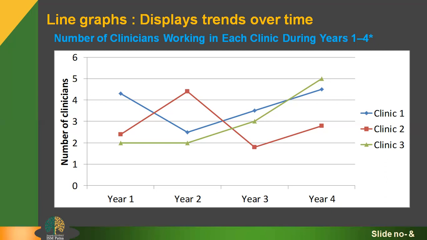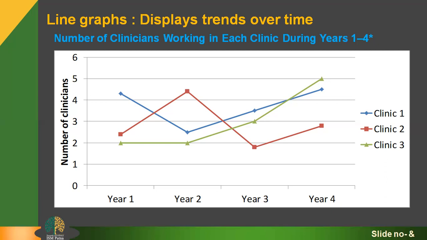Then in the third year, the scenario is again changing, giving clinic 1 the topmost level, meaning the maximum number of clinicians are in clinic 1, and the second maximum is now clinic 3, and clinic 2 has now fewer clinicians working. And in the fourth year the scenario is again changing. Clinic 3 obtained the highest number of people working in the clinic. Then the second highest is clinic 1 and the last one is clinic 2.